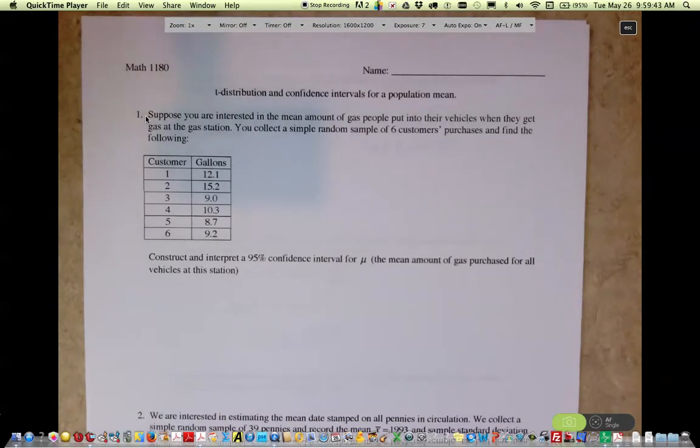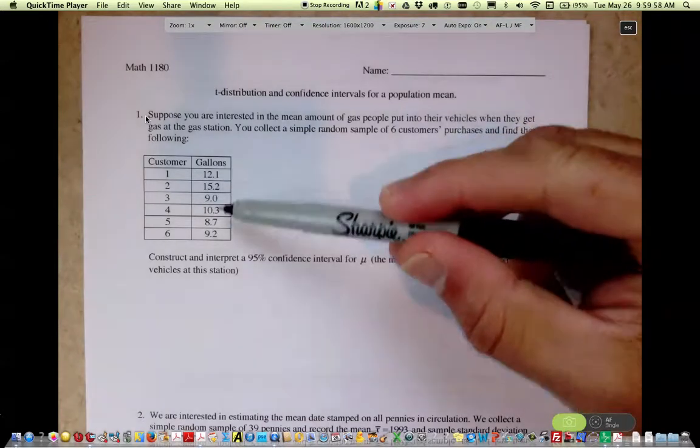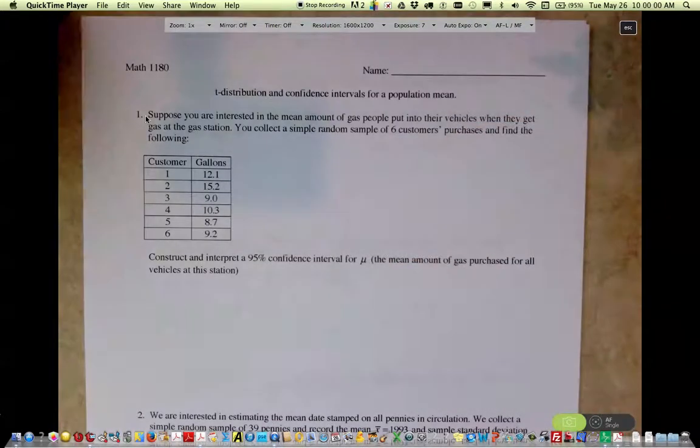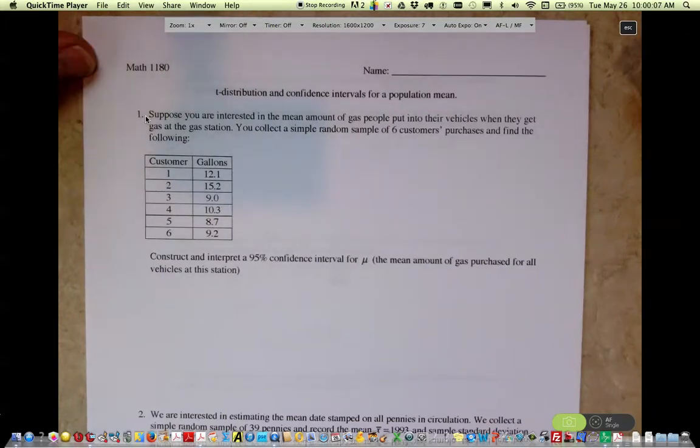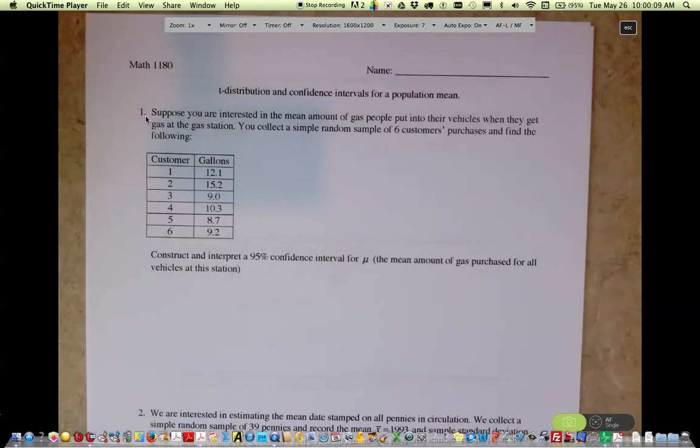All right, so here's a problem. Suppose you're interested in the mean amount of gas people put into their vehicles when they get gas at the gas station. You collect a simple random sample of 6 customers' purchases and find the following. All right, so these are the amount of gallons that people put into their cars, and we want to know what is the population mean, based upon this sample of 6 cars. All right, so we're going to construct and interpret a 95% confidence interval for mu.